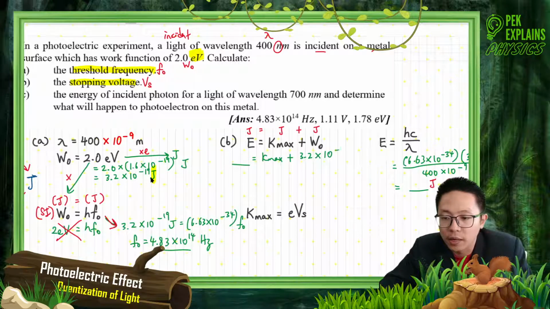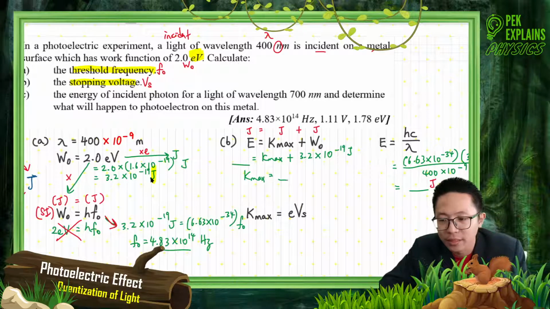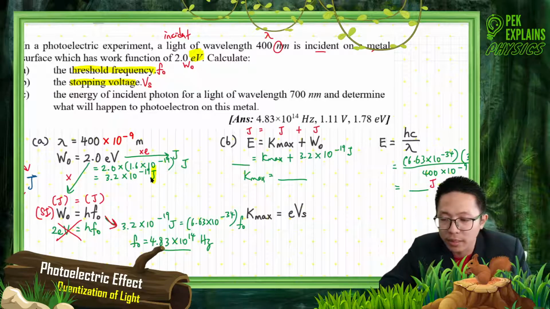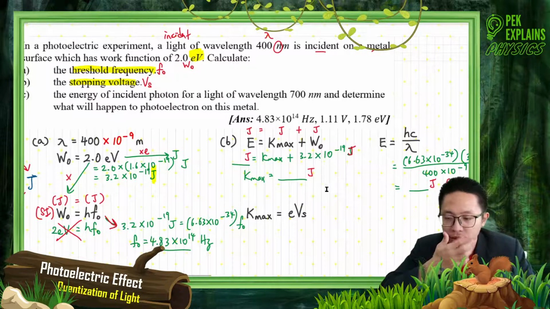Finally, my Kmax, I also don't have the answer with me. This Kmax, I got the answer in joule. Understand or not? Because even the energy is also in joule. The energy here is in joule, this one also in joule. So my Kmax is also in joule.